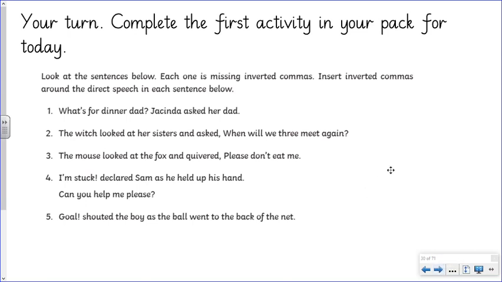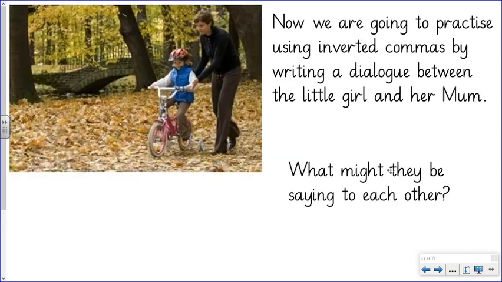Okay, now it's your turn to have a go at the first activity in your pack for today. So you've got some sentences, each one is missing inverted commas, and you need to insert the inverted commas in the correct place. Remember, they need to go around the direct speech, around what the speaker is saying. Okay, so pause the video, have a go at that, and then come back.